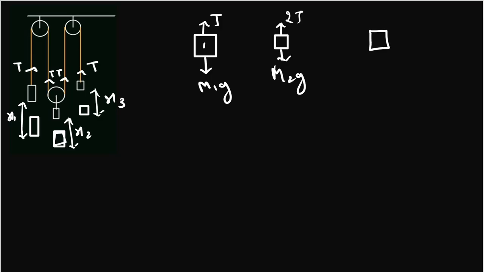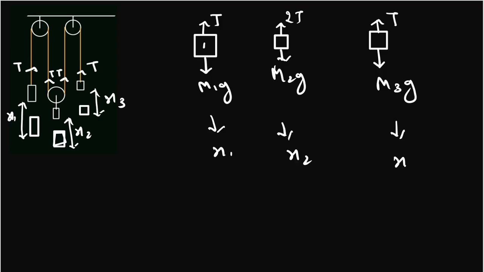Similarly, for the third block, the downward force will be M3G and the upward force will be T. This moves down by a distance x1, this moves down by a distance x2, this moves down by a distance x3.